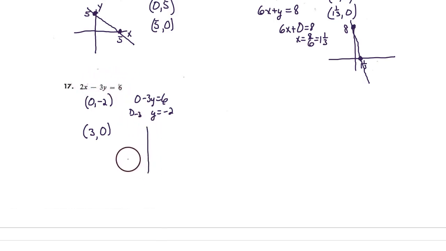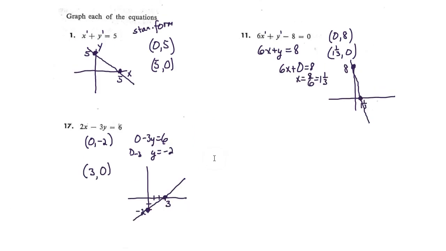Now we can graph. 0, -2 is located here at -2 on the y-axis. 3, 0 touches here at 3 on the x-axis. And draw the line going uphill. This is not the only way that these 3 problems could have been done. We could have solved for y, which is called making slope-intercept form, and we could have graphed it from that form.